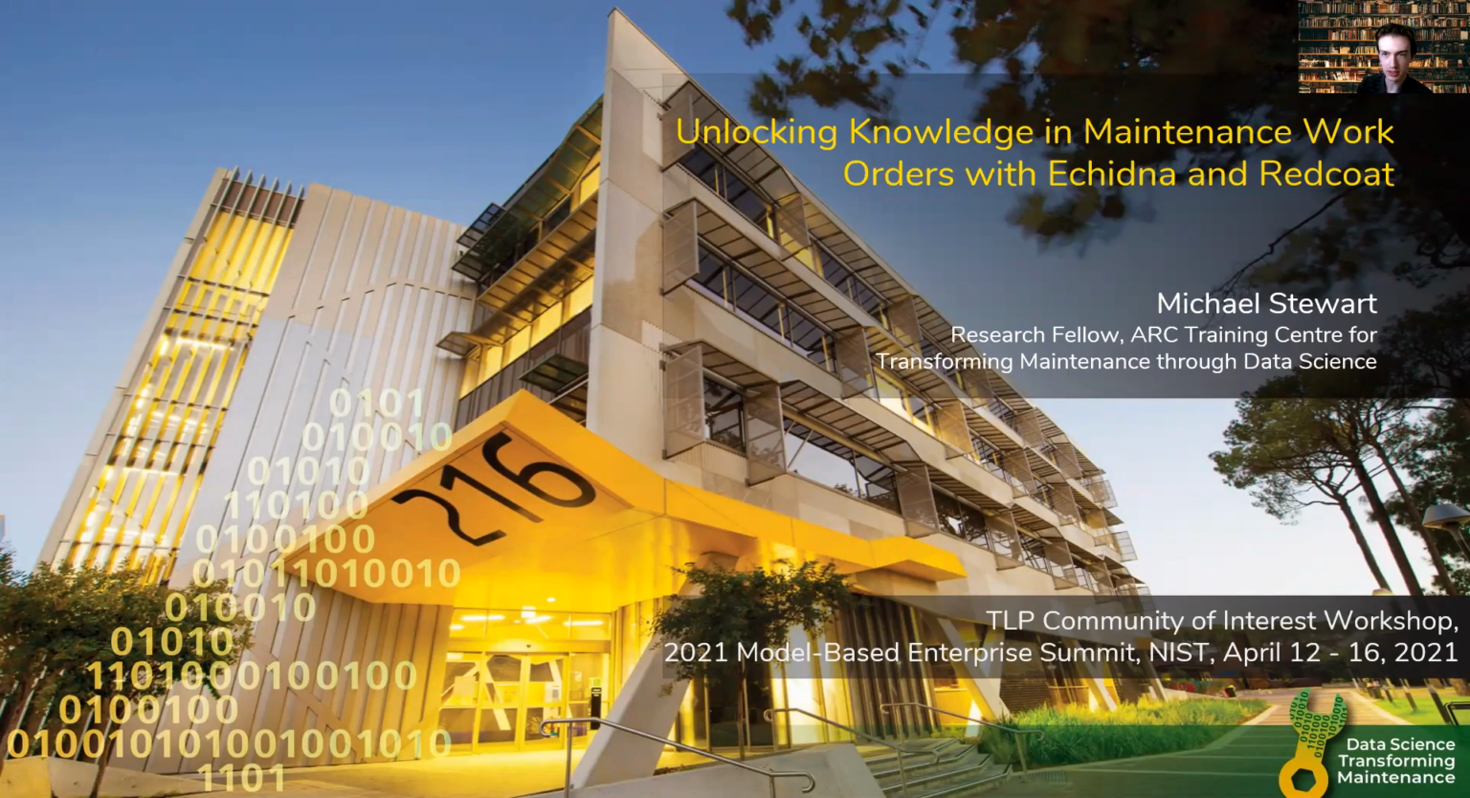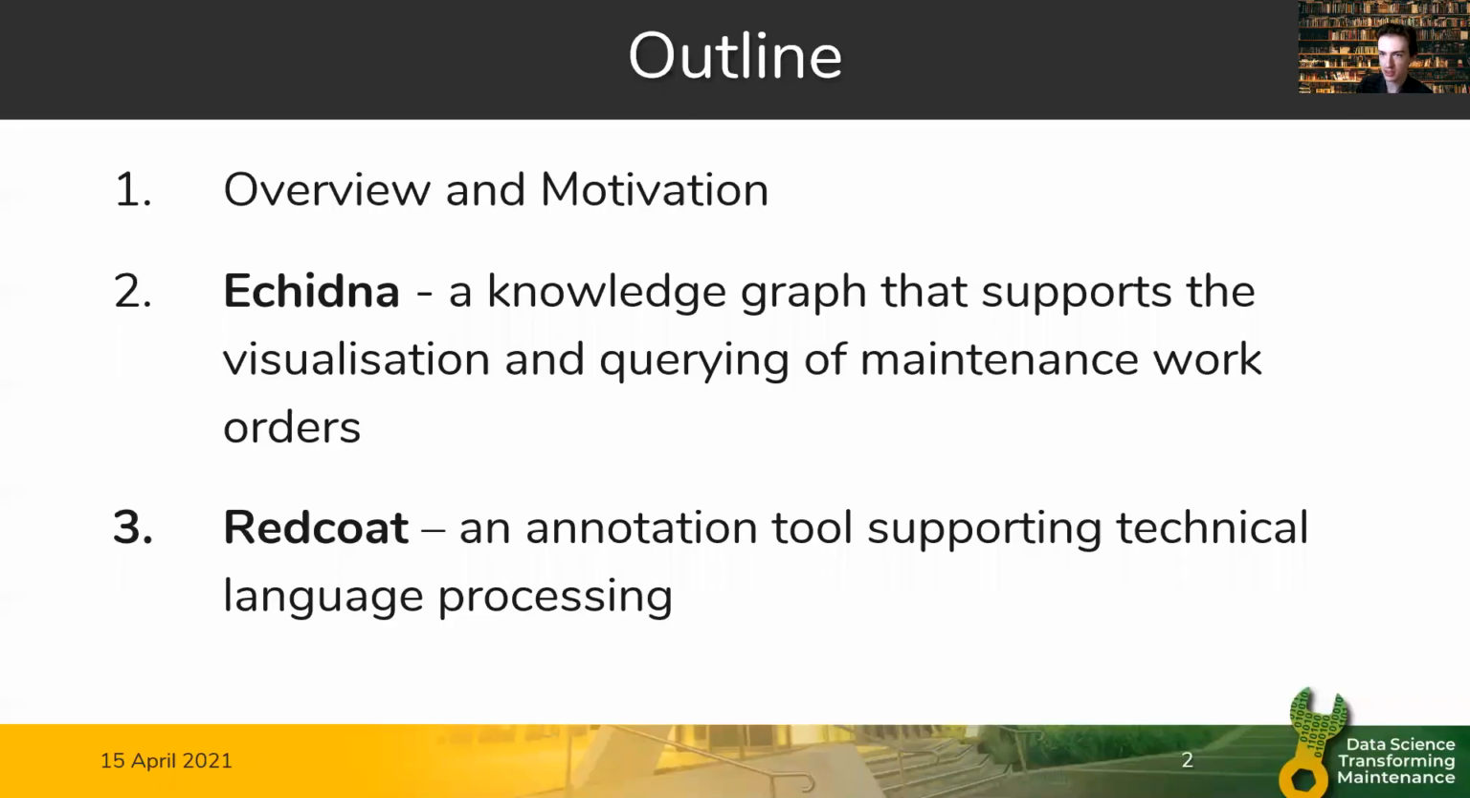I'm from the University of Western Australia and I'm a research fellow at the ARC Training Centre for Transforming Maintenance Through Data Science. My talk today is called Unlocking Knowledge in Maintenance Work Orders with Echidna and Redcoat. I'm going to start my presentation with an overview and a motivation. I'm then going to demonstrate Echidna, which is a knowledge graph supporting visualization and querying of maintenance work orders. Finally, I'm going to demonstrate Redcoat, which is an annotation tool that supports technical language processing.